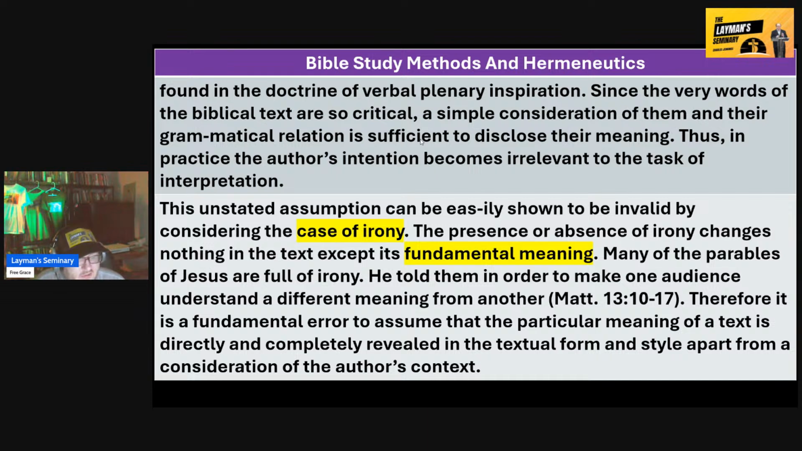Many of the parables of Jesus are full of irony. He told them in order to make one audience understand a different meaning from another, Matthew 13. Therefore, it is a fundamental error to assume that the particular meaning of a text is directly and completely revealed in the text or form and style apart from a consideration of the author's context.